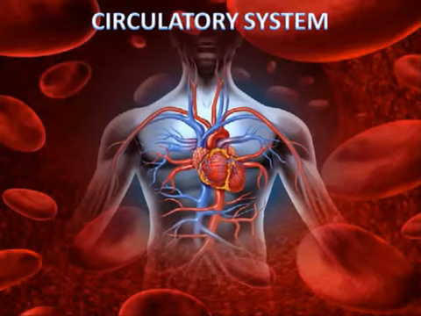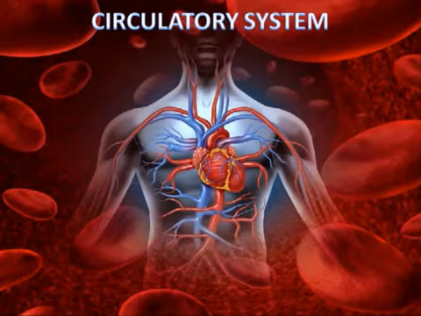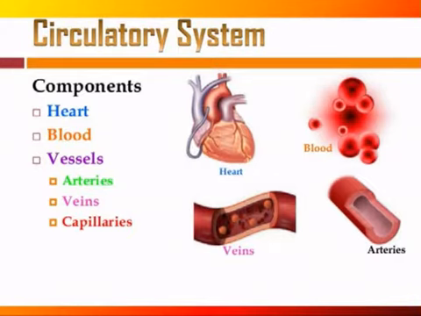Today we are going to learn about the human circulatory system. Let us see the components of the circulatory system. There are three components. They are the heart, the blood and the blood vessels. And we know that there are three types of blood vessels. They are arteries, veins and capillaries.